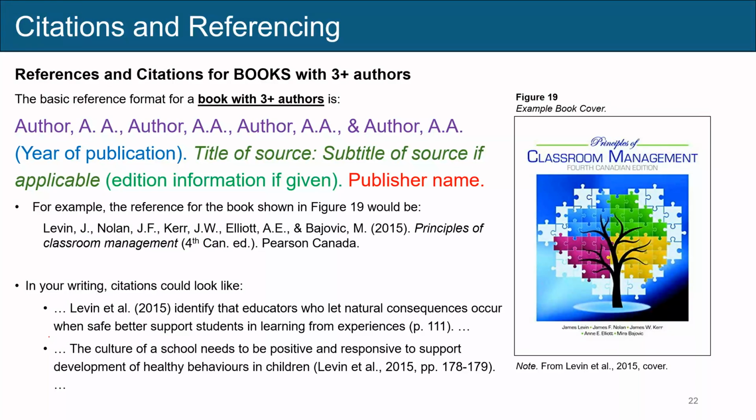Now, what about 3 or more authors? Well, our references don't really change much in this regard. So here there are 5 authors for this textbook. James Levin, James F. Nolan, James W. Kerr, Anne E. Elliott, and Mira Bajovic. So I'm going to just list them all out again, just their last name, comma, and then any initials for first, and sometimes they have a middle name. So Levin, comma, J period. Now I'm going to comma, start the next author name, Nolan, comma, J period, F period, comma for the next author. And I do this for each of the authors, and before the last author, I use the and symbol. So it's just making a list, and then an and comes before the last author's name.